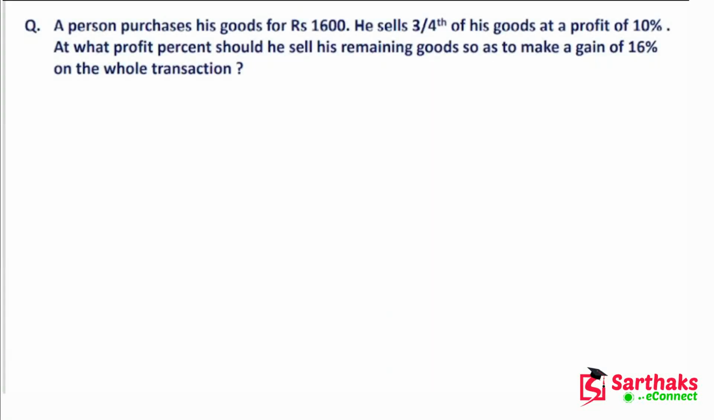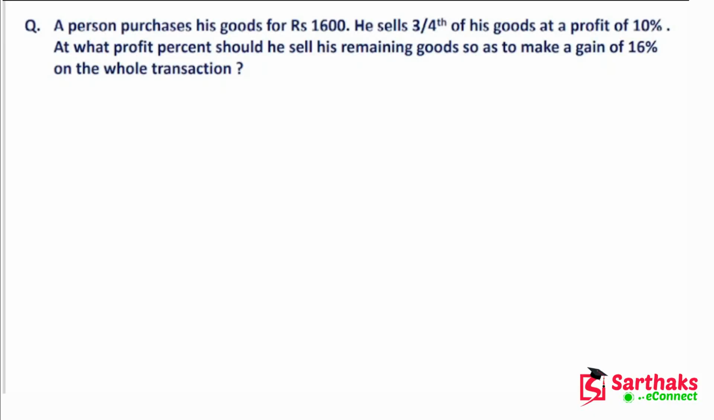Now this question says that a person purchases his goods for rupees 1600. Okay, so he purchased it, right? He sells 3/4 of his goods at a profit of 10%. So 1600 is just a cost price because he's reselling them. So he sells 3/4, which means 75% of his goods, at a profit of 10%. At what profit percent should he sell his remaining goods so as to make a gain of 16% on the whole transaction? See, for 3/4 of the products he has already made 10%, but now the remaining 1/4 he wants to sell at that price which will overall give him a return of 16%. That is 16% gain.